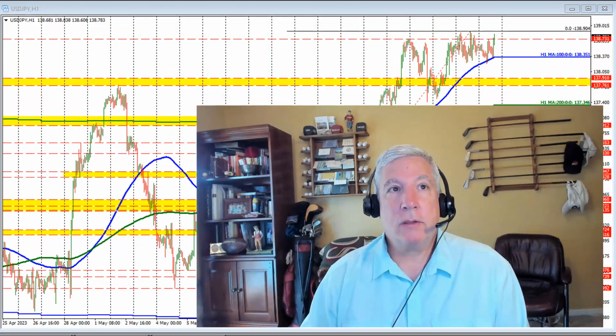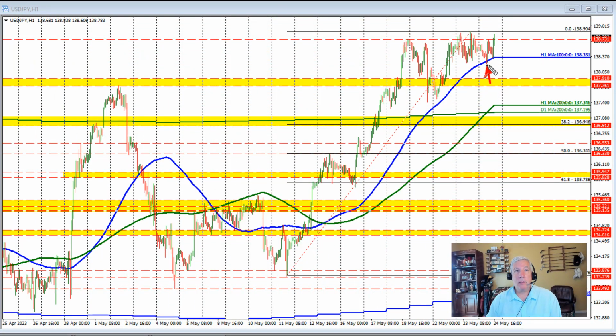Looking at the hourly chart, what do we notice? Well, we notice the low prices in trading here today found support buyers near the 100-hour moving average. So guess what? The 100-hour moving average is going to be a level that we're going to be watching from a technical perspective. As price can stay above that level, the bias remains more to the upside. Price moves below that level, then it's a different story. The bias would shift in the short term to the downside.